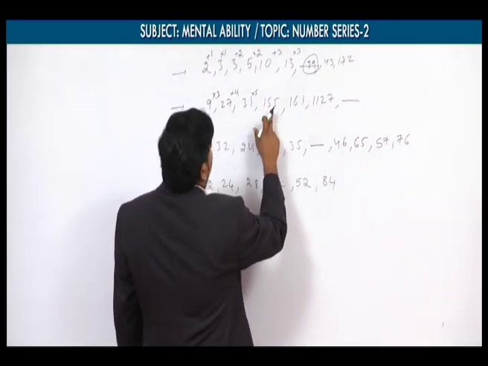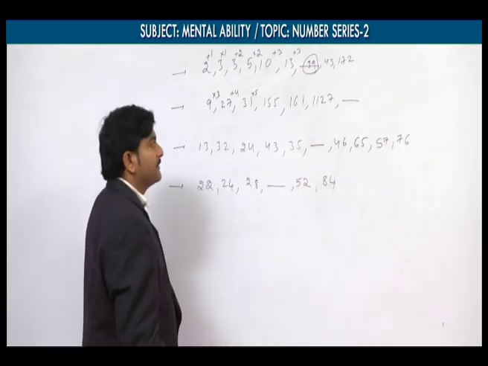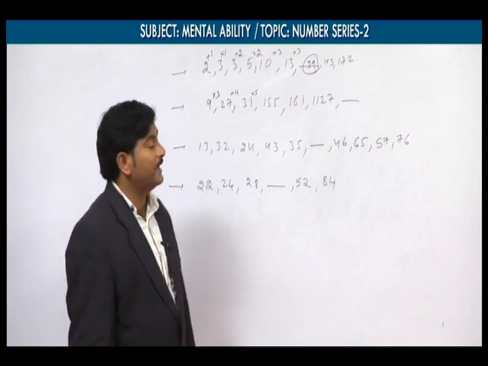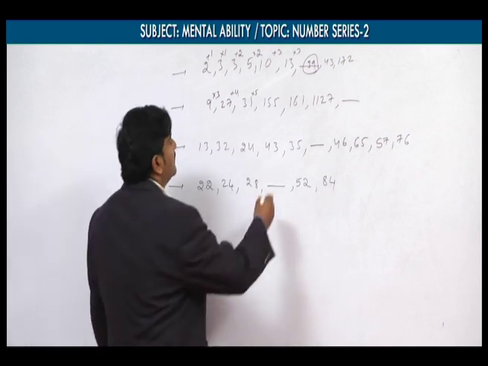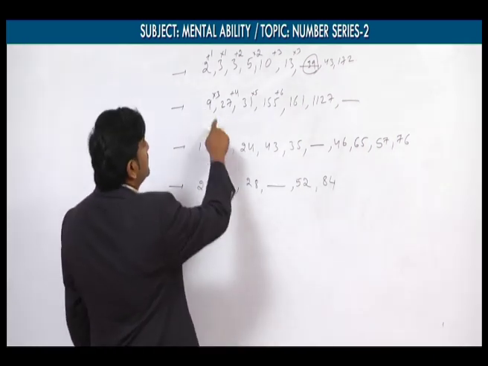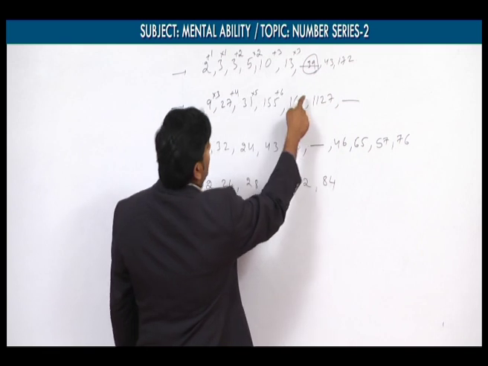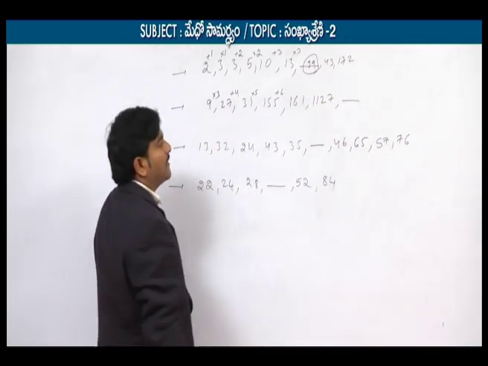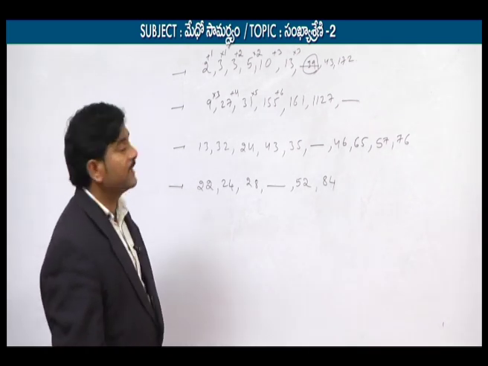Next what I have to do? 155, 161. చూడండి, 155కి నేను ఎంత యాడ్ చేస్తే 161 వస్తుంది. ఎంత యాడ్ చేయాలండి? We need to add plus 6. Now we can establish the relation. ఏంటి రిలేషను? Into 3, into 5, I think into 7. Similarly plus 4, plus 6. Next what we need to add? Plus 8. That is the concept.